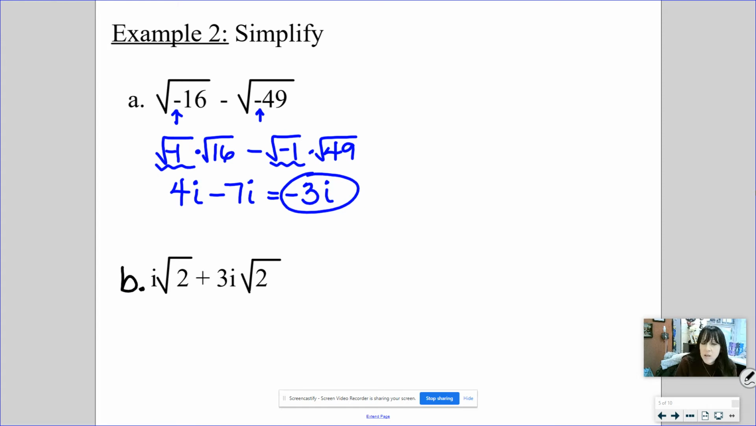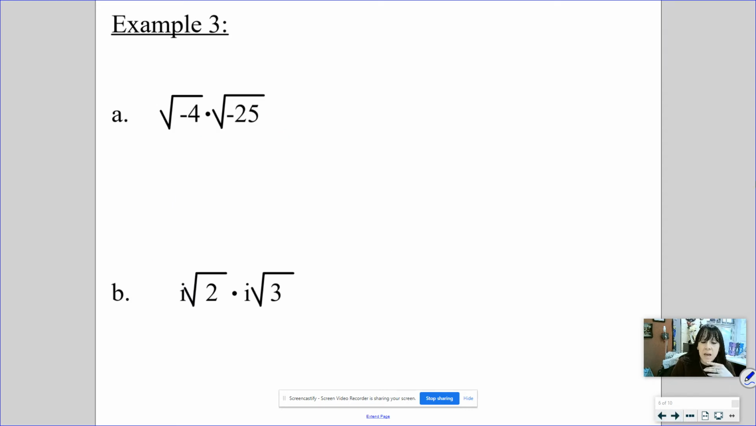The second example, this one's already been turned into an imaginary number for you. So you just need to decide if they are like terms. In order to be like terms, you have to have the same variable, which they both have, an I, and you have to have the same radical as well, and they both have a radical too. So that means that these are like terms, and you will just take the coefficients, the 1 and the 3, add those together and bring over the variable and the radical. So this would be 4I radical 2.